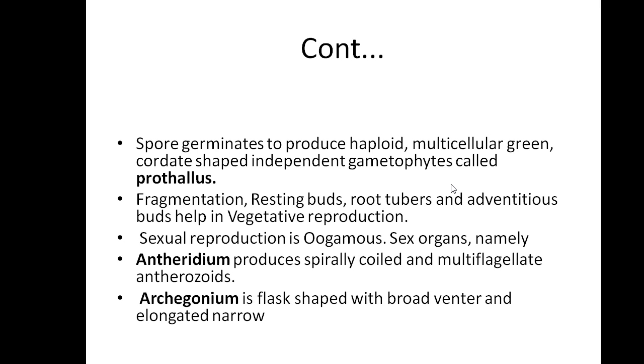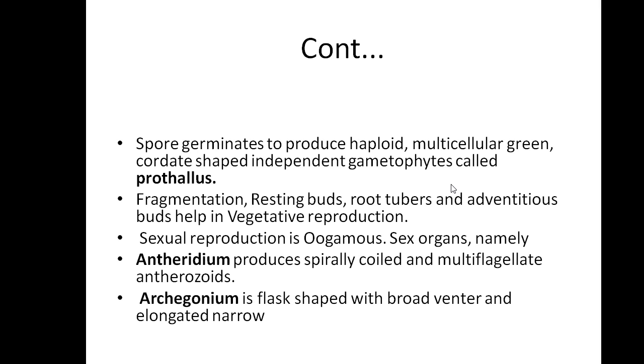Okay, fragmentation, resting bodies, root tubers and adventitious buds help in vegetative reproduction. Sexual reproduction is oogamous type of reproduction. The sex organs, like you saw in the bryophytes, are the antheridium, the male part, and the archegonium, the female part. The antheridium again produces the multiflagellate antherozoids. This multiflagellate structure swims in the water and reaches the egg of the archegonium. The archegonium is flask-shaped with a broad venter.